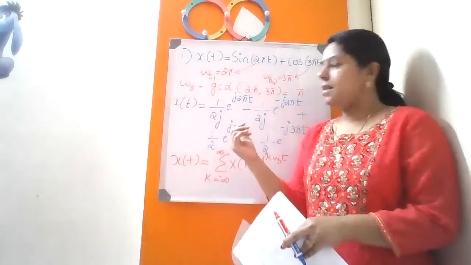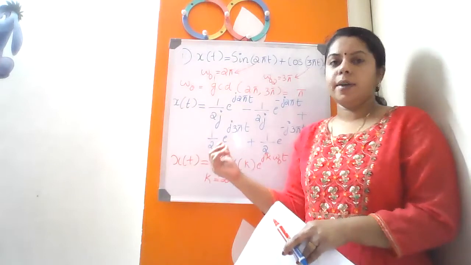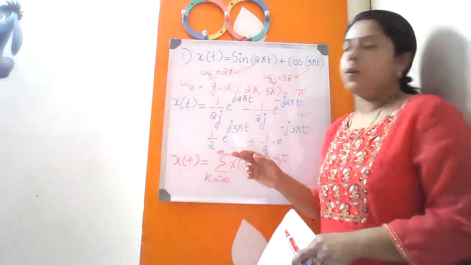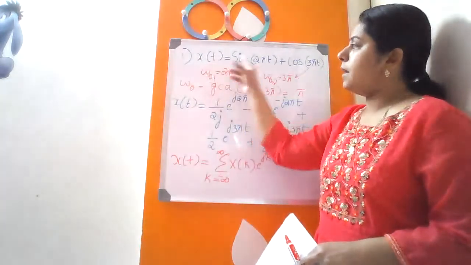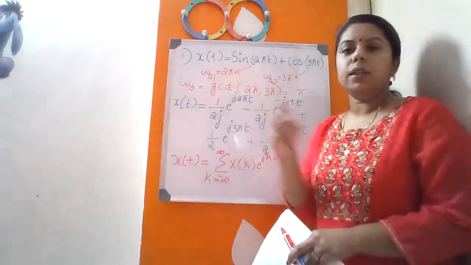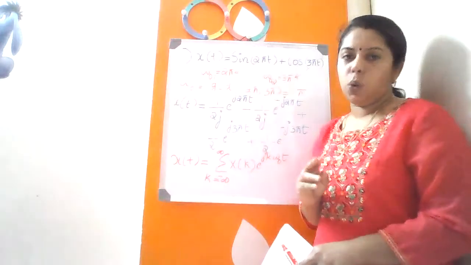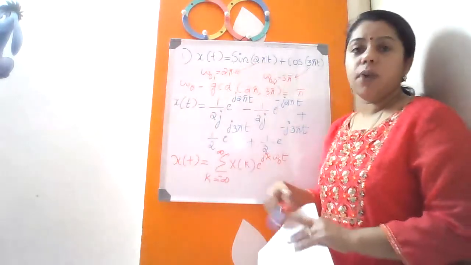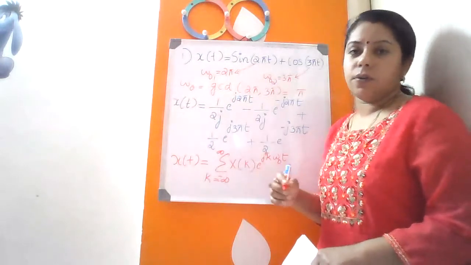So today let us see a few more problems from the continuous time Fourier series. Here, the first question we are going to discuss is a signal which is a sum of a sine term and a cosine term. From the given equation, first let us find out the angular frequency of the given signal.